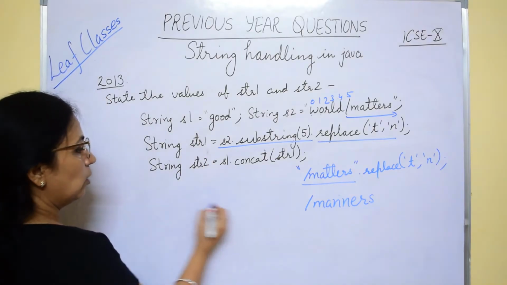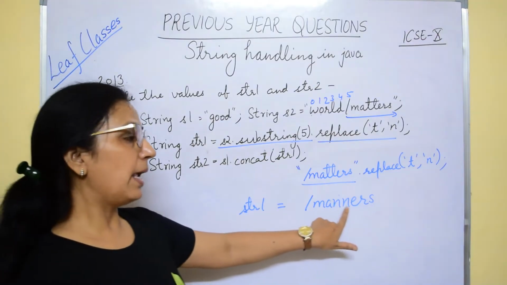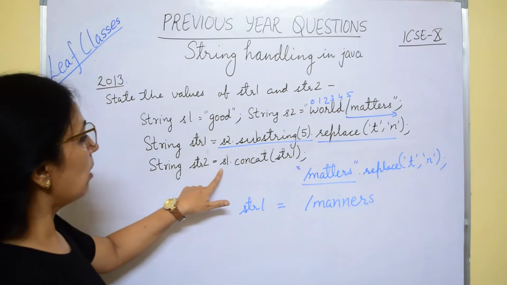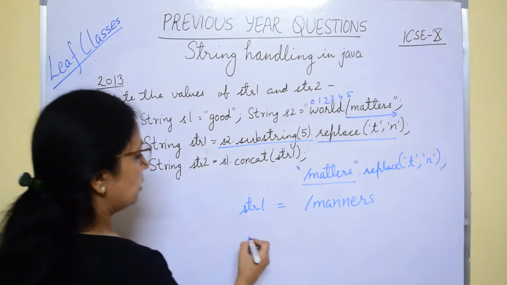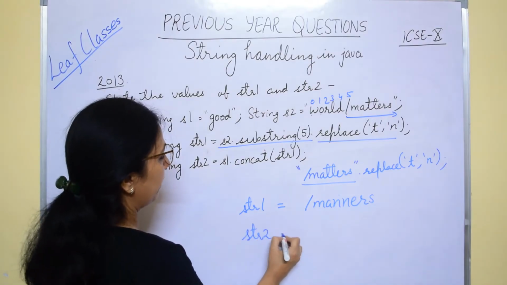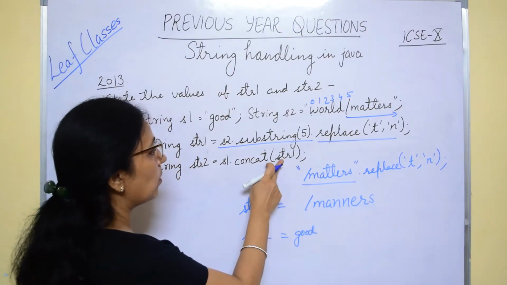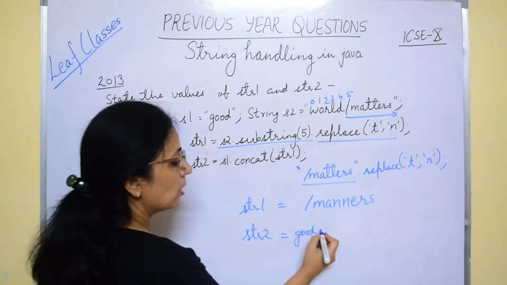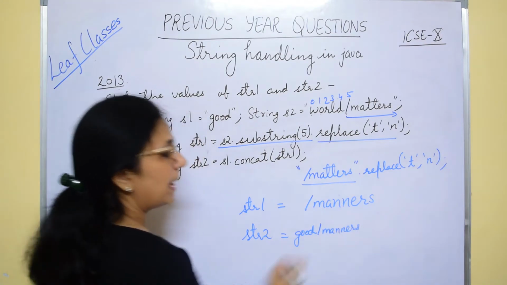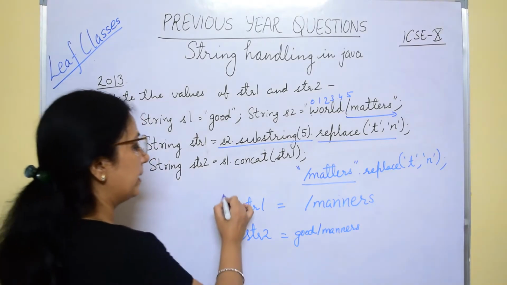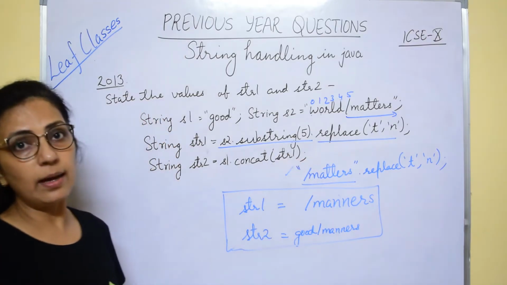So the value of str1 will be /MANNERS. Now second, S1 dot concat str1. str2 will be S1. S1 is good and str1. Now str1 is this. So the output will be good/manners. So this is how you will write the answer. Only this much writing is sufficient. This work you can do in the rough line.